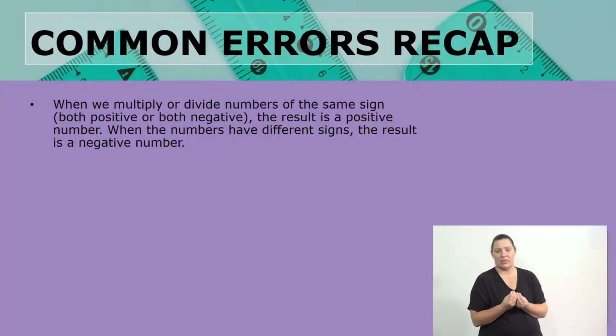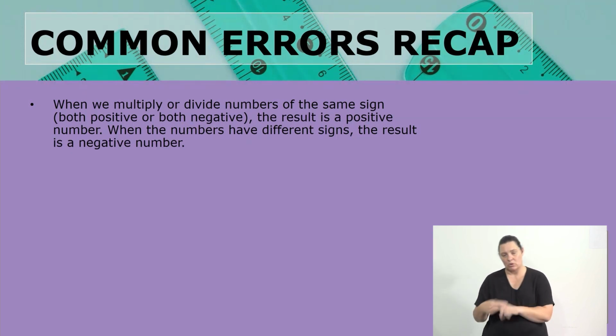Let's go over the common errors, or the things that you should remember when you are working with integers. When we multiply or divide numbers of the same sign, meaning when they are both positive or when they are both negative, then the result is a positive number. But when the numbers have different signs, the result is a negative number.